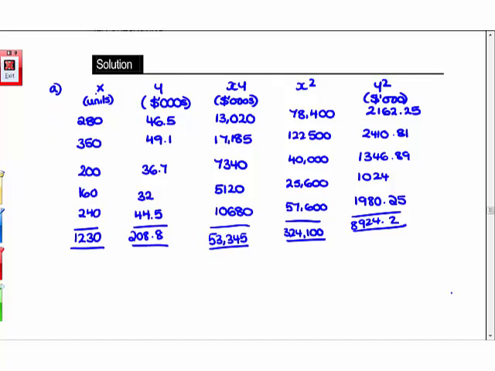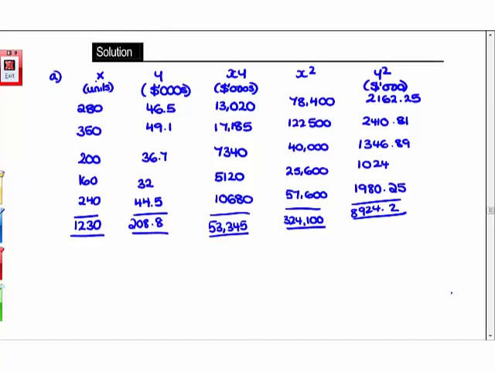What you need to do now is take those totals for each of the columns and put them into the formula. So B, remember, was equal to N times the total of the XY column minus the total of the X column times the total of the Y column, divided by N times the total of the X squared column minus the total of the X column squared. So let's look at pulling the numbers in.